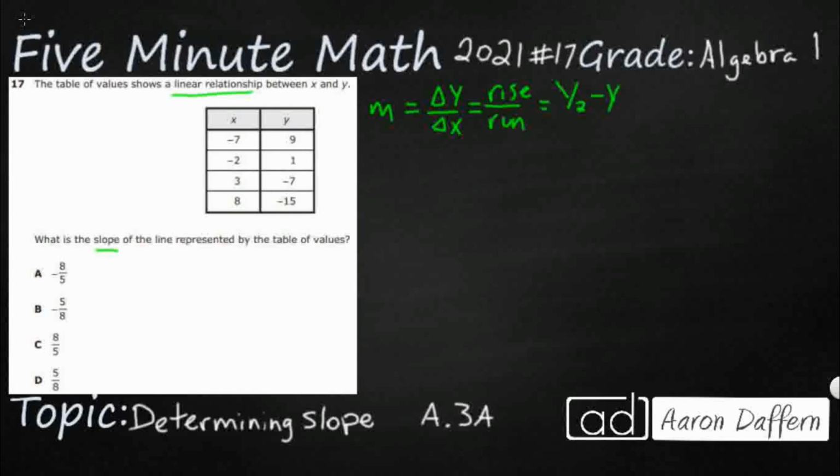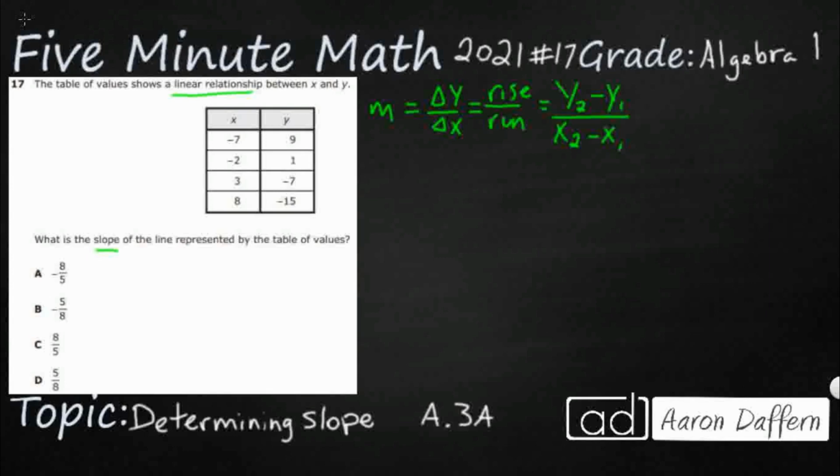y sub 2 minus y sub 1. So we're going to just take two different y coordinates, subtract them, find the change. Now we have to find our x coordinates that match those y coordinates. So if they're not paired together, it's not going to work. But here's the thing, you've got a table of values. It really doesn't matter which set you do. So let's just start with this.